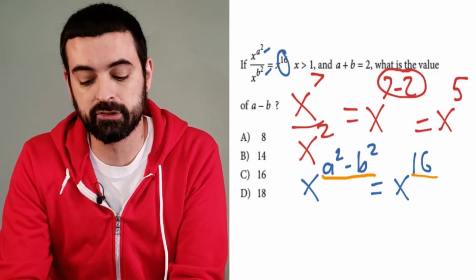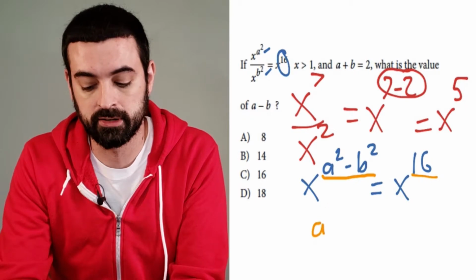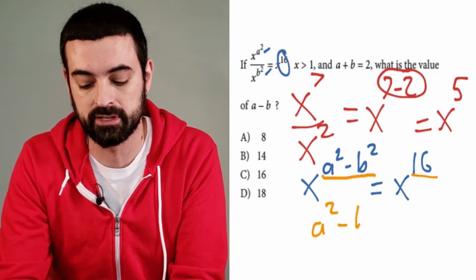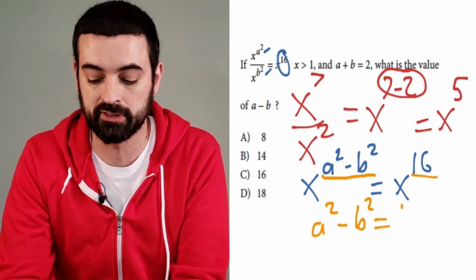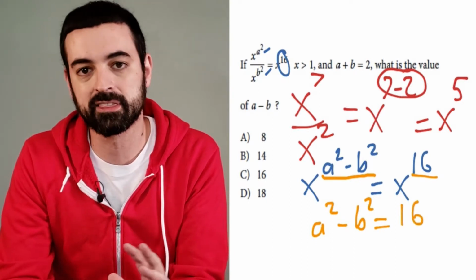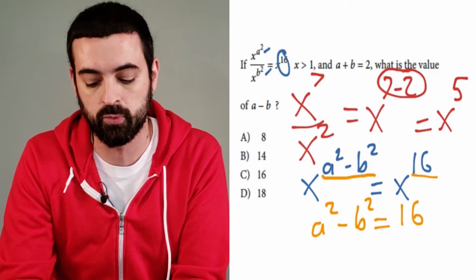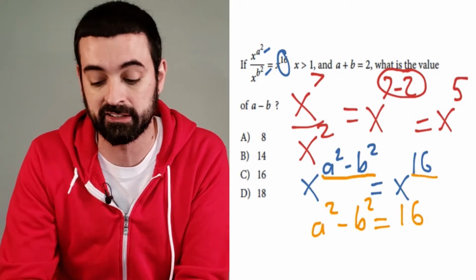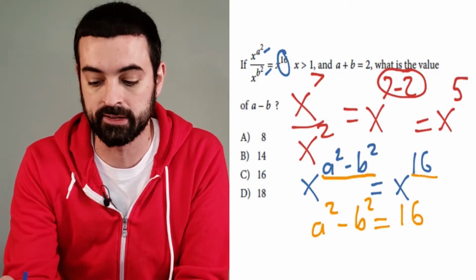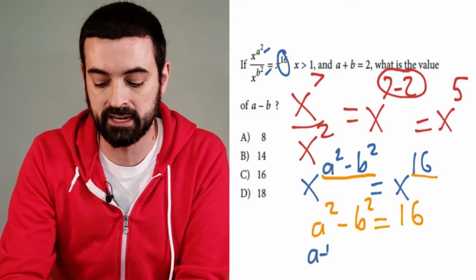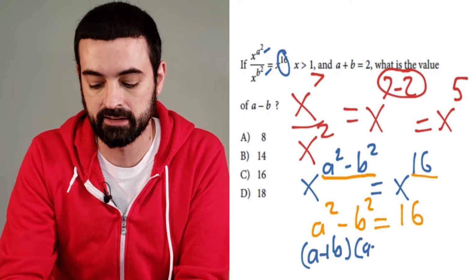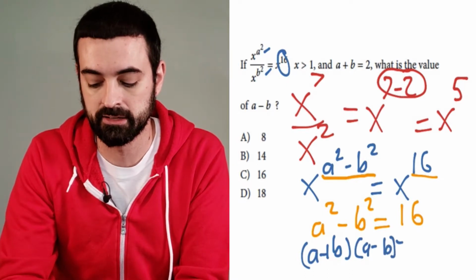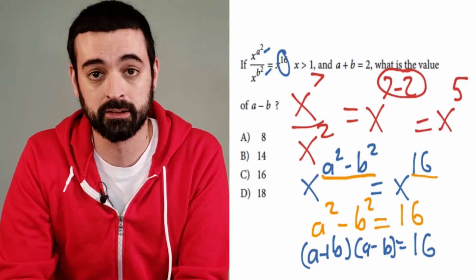Here's where you're going to have to do something a little different. You're going to have to know about the difference of 2 squares. So if a squared minus b squared equals 16, it helps to think all the way back to Algebra 1 and know that a squared minus b squared can be rewritten as a plus b times a minus b, and then set that equal to 16.